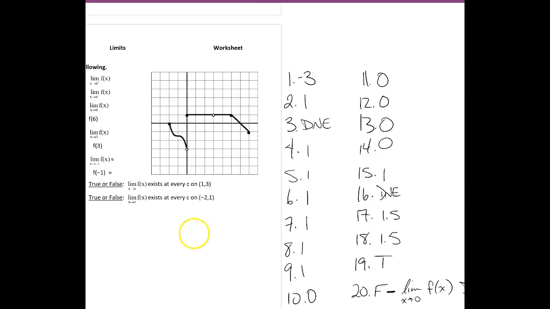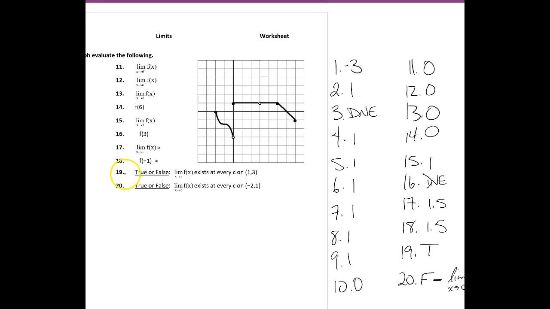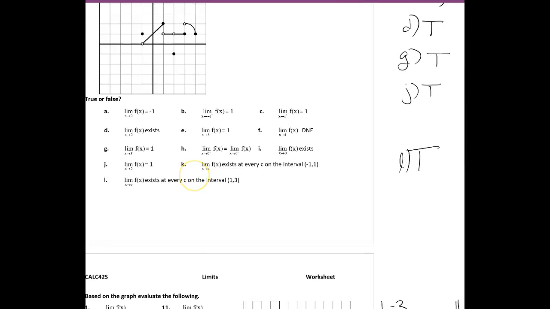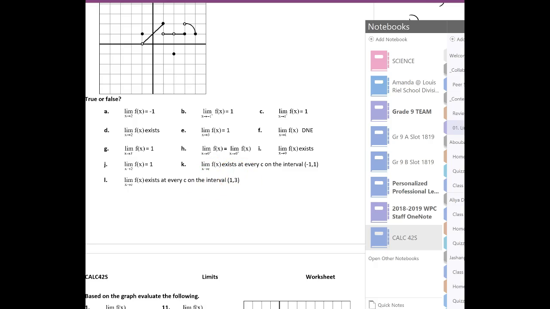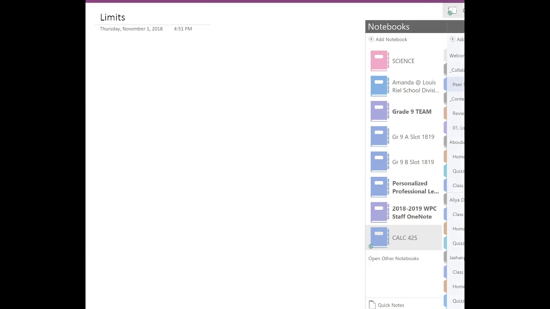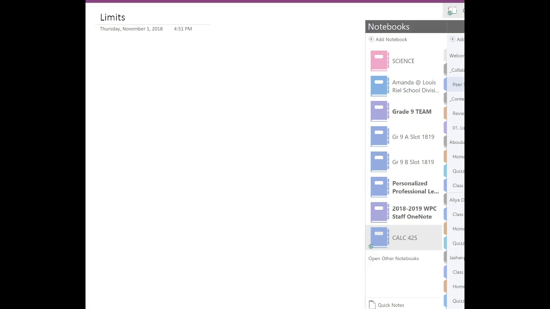And those are kind of the big ones. And just watching this language in like 19 and 20 again, and in K and L, and being able to really interpret those. So if you have any questions about that, please let me know. Post in our little peer support place over here. I don't see any questions thus far, so I'm assuming that you are good to go.